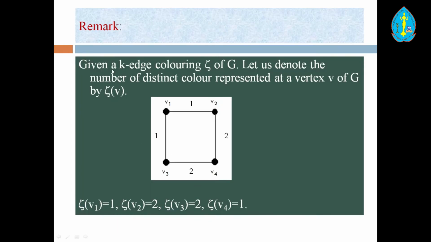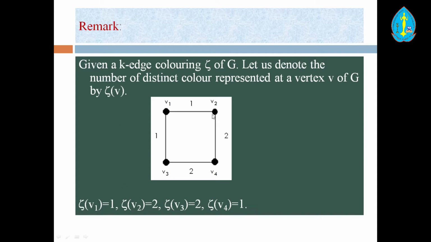Given a k-edge coloring C of G, let us denote by C(v) the number of distinct colors represented at vertex v of G. Here C(V1) equals 1, C(V2) equals 2, C(V3) equals 2, and C(V4) equals 1. At V1, color 1 is represented on both edges, so only one color is represented at V1. Therefore C(V1) equals 1.